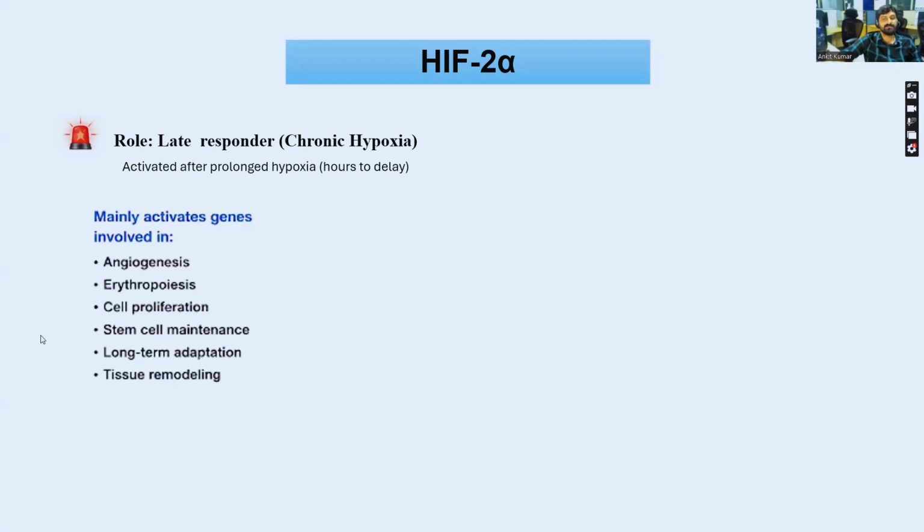And what are the genes that are getting activated in this long oxygen-deficient condition? That is angiogenesis, erythropoiesis, cell proliferation, stem cell maintenance, then long-term adaptation, and tissue remodeling. So these are the genes that will get activated. And what are the key target genes? Again, VEGF, EPO, OCT4, and cyclin D1.